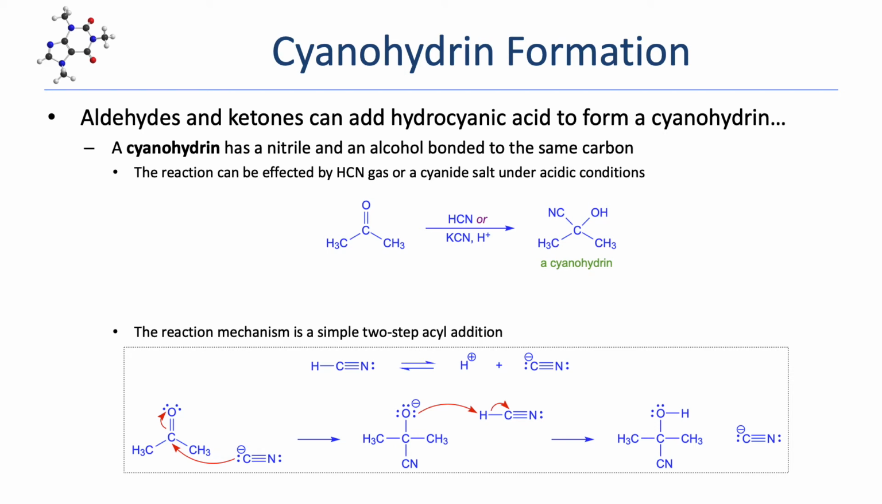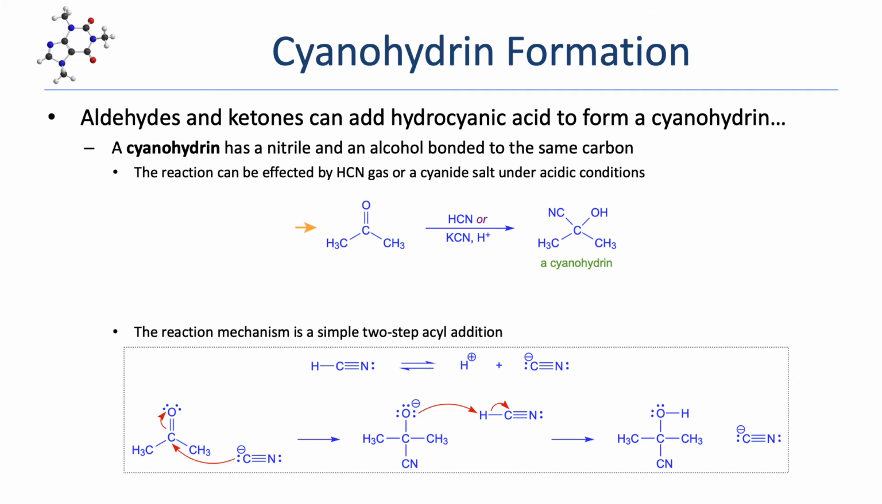So in this lesson, we're going to focus on acyl addition, the reactions of aldehydes and ketones with nucleophiles that are not electronegative. The first reaction is cyanohydrin formation. Both aldehydes and ketones can react with hydrocyanic acid to form a cyanohydrin. As you can see in the example, the product has both nitrile and alcohol functional groups attached to the same carbon. Cyano is simply an older term for a nitrile, and hydrin an older term for an alcohol.